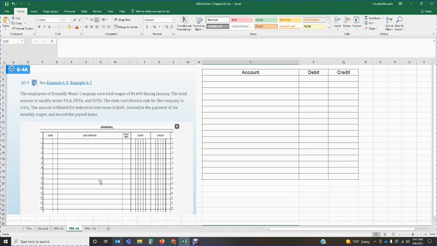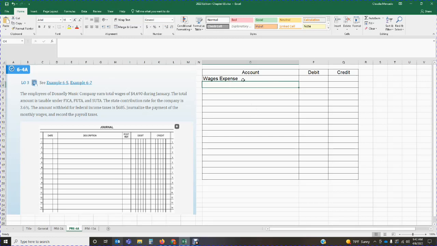So the first thing that we are going to record is the actual payment of the wages, okay? We always begin with our wages expense. How much is it costing us, the company, to employ our employees? According to the problem, the employees earned $4,690. We, the company, have to pay our employees this amount. These are the wages that they earned. So to us, the company, these are wages expense, okay?